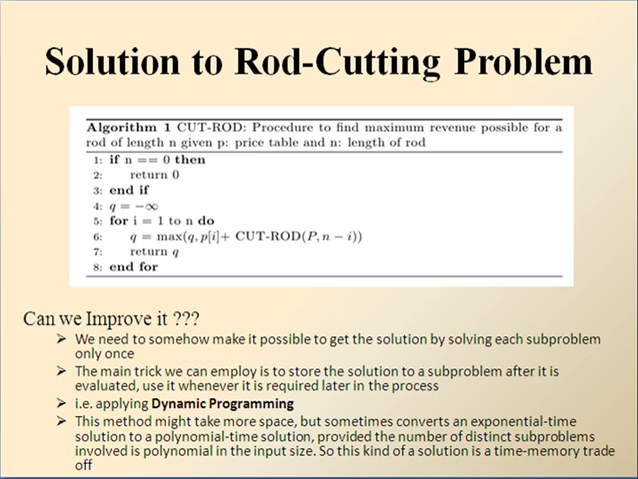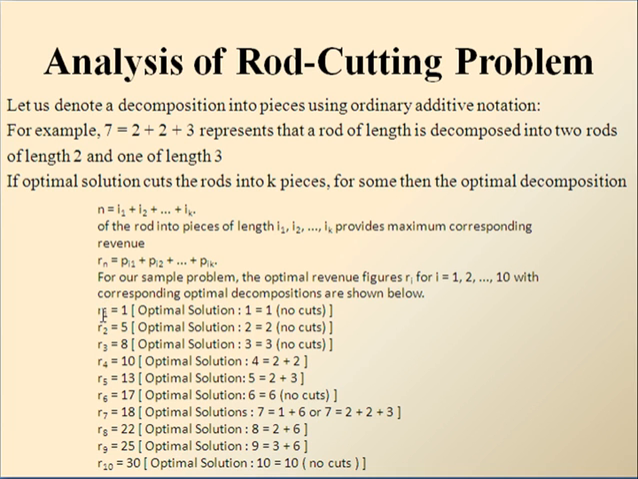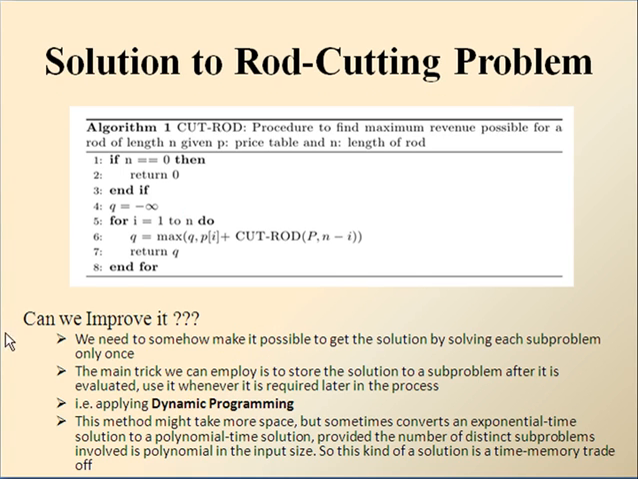Solution to the rod cutting problem. So cut rod is the procedure that helps us find the maximum revenue possible for a rod of length n, given p. p is the price table and n is the length of the rod. This is the price table. See, for length 1 you will get a revenue of 1. For length 2 you will get a revenue of 5. For length 3 you will get a revenue of 8, and so on.